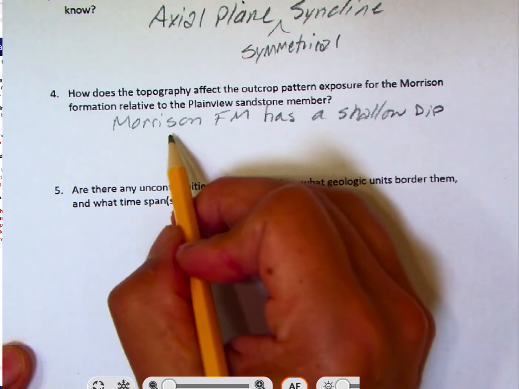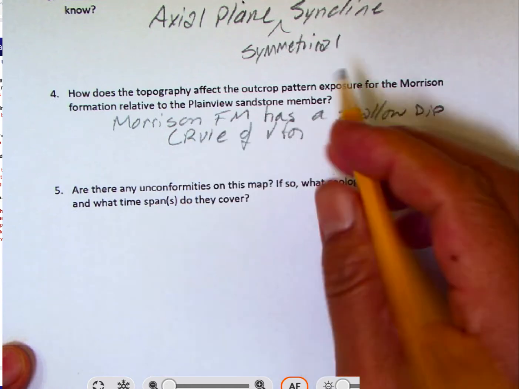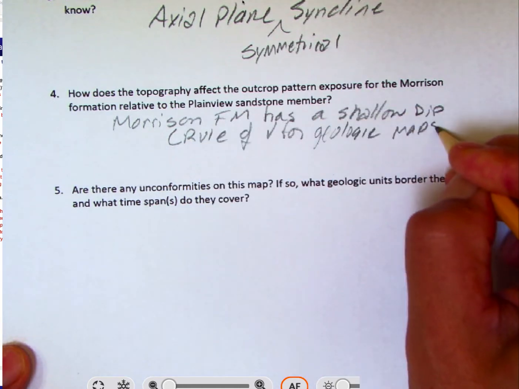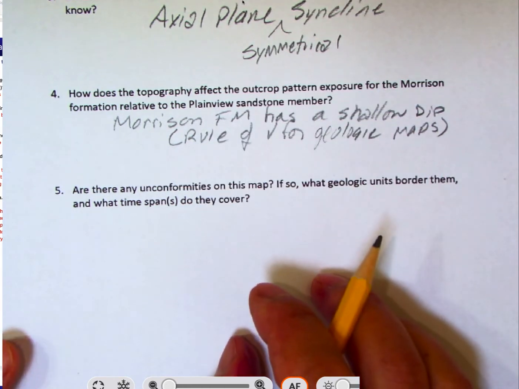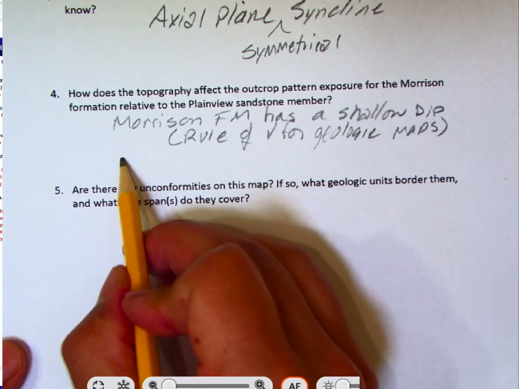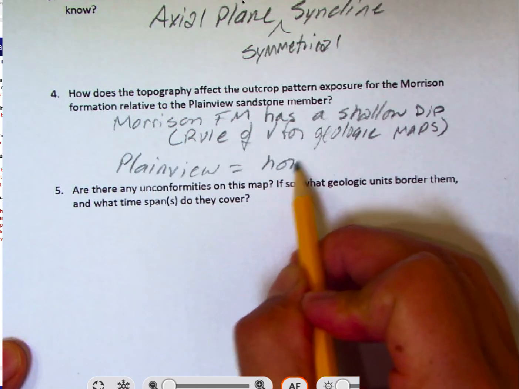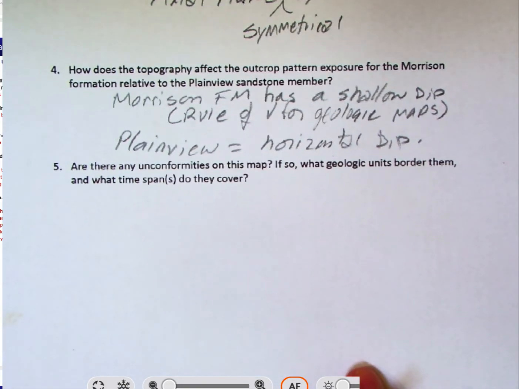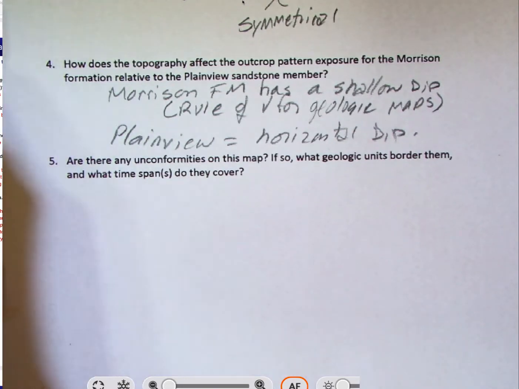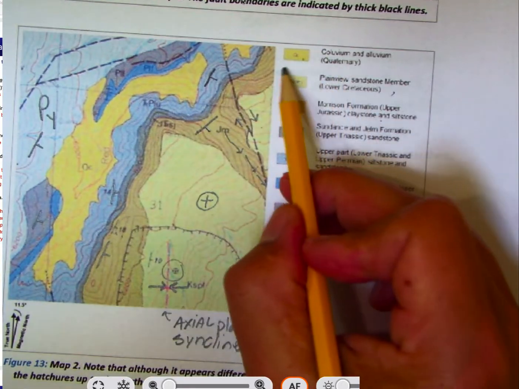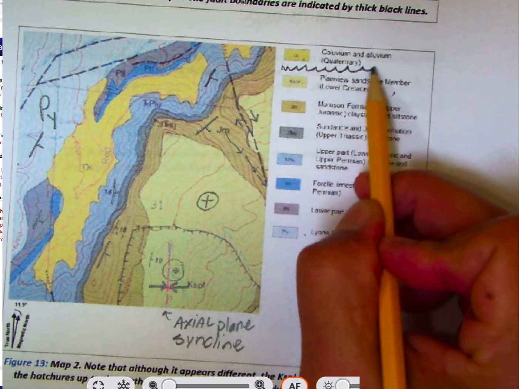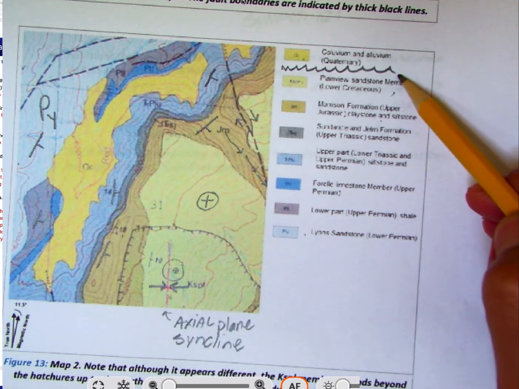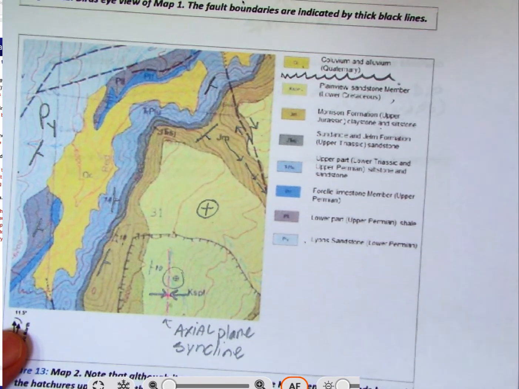And that's going to be our rule of V for geologic maps, right? Remember, that's different than the rule of V for topographic maps. And then the Plainview, horizontal dip, right? So there's a difference right there. Are there any unconformities on this map? Yeah, there's an obvious one right here. So this is a major unconformity right here. In fact, you're missing the entire Paleogene and the Neogene, right? So we'll say yes there.